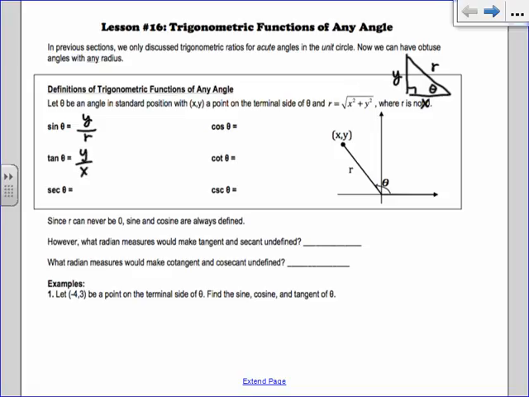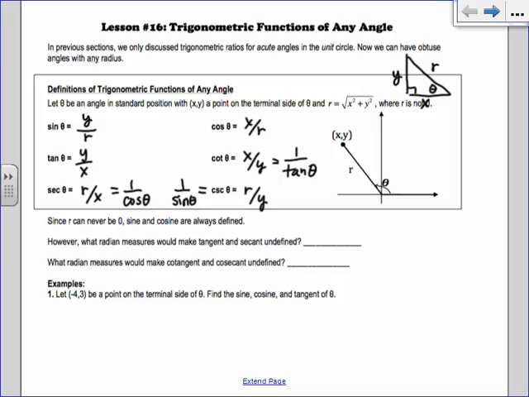Same thing here. Secant is going to be 1 over cosine. So cosine was x over r. So when we do the reciprocal, we get r over x. Cotangent is the reciprocal of tangent, so it's x over y. And cosecant is the reciprocal of sine, so it is r over y. So you might want to write in your notes, cosecant is the same as 1 over sine, and then secant is the same as 1 over cosine, and cotangent is the same as 1 over tangent. So we'll be using those a lot.